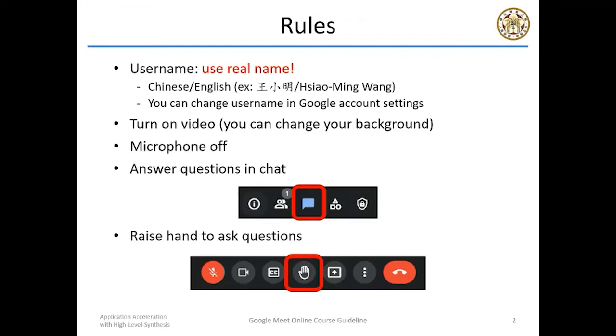It's okay. And in this course, Teacher Jing will give you some questions at the end of each section. You have to answer these questions in chat. You can click this button to open the chat view. And if you have any questions during the lecture, please click the raise hand button to ask questions.